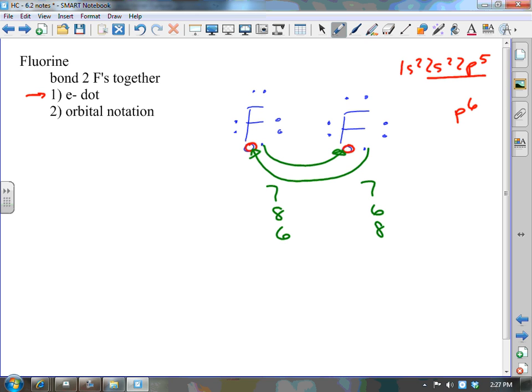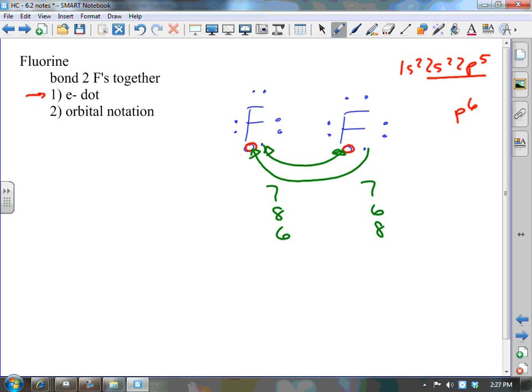But what happens is these two atoms both want an extra electron. So they're very willing to share an electron with another atom if at some point they can have 8 electrons around it. So that's our simple structure. That's literally all we do.